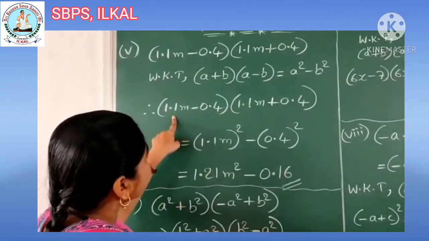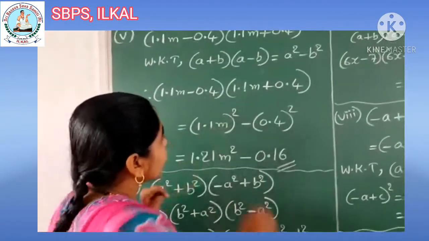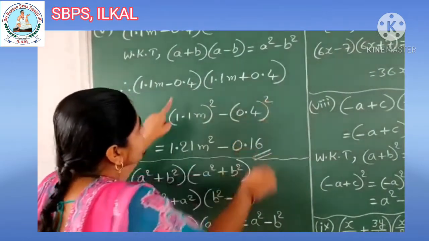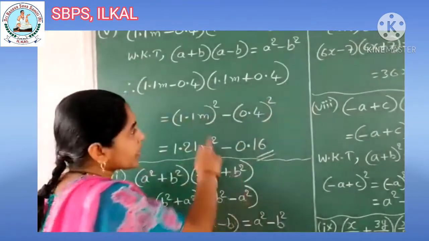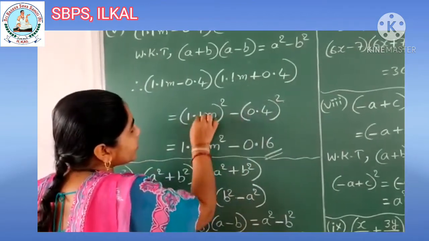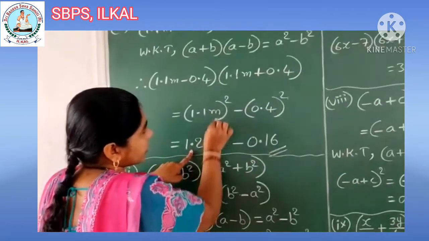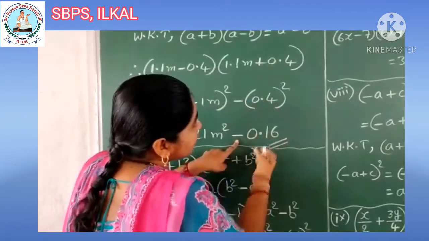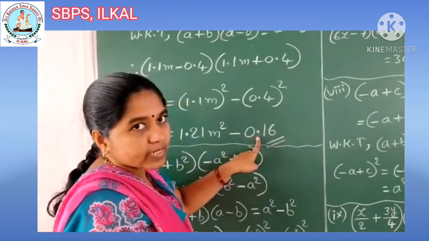Here a is 1.1 m square. Okay. This is a square minus 0.4 whole square because b is 0.4. Okay. A square minus b square. 1.1 into 1.1 gives 1.21. M into m square minus 0.4 into 0.4 which is nothing but 0.16. Okay.